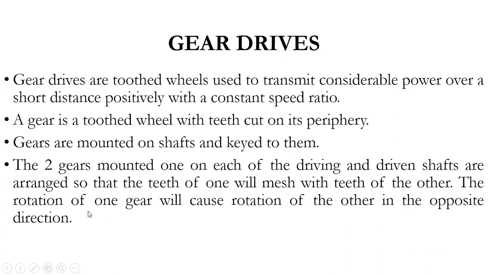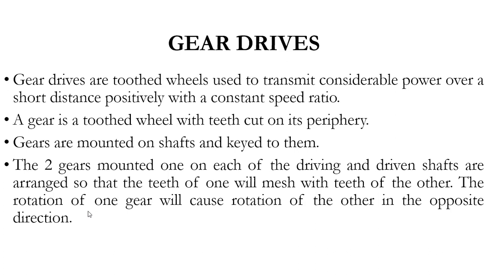I think you might have seen gear drives, how the rotation takes place in the case of gears. So this is the basic introduction for gear drives. Simple thing: gear drives are toothed wheels used to transmit a considerable amount of power over a short distance positively with a constant speed ratio. Next, a gear is a toothed wheel with teeth cut on its periphery. Then these gears will be mounted on the shaft and firmly fixed to those shafts, or you can say keyed to the shafts.